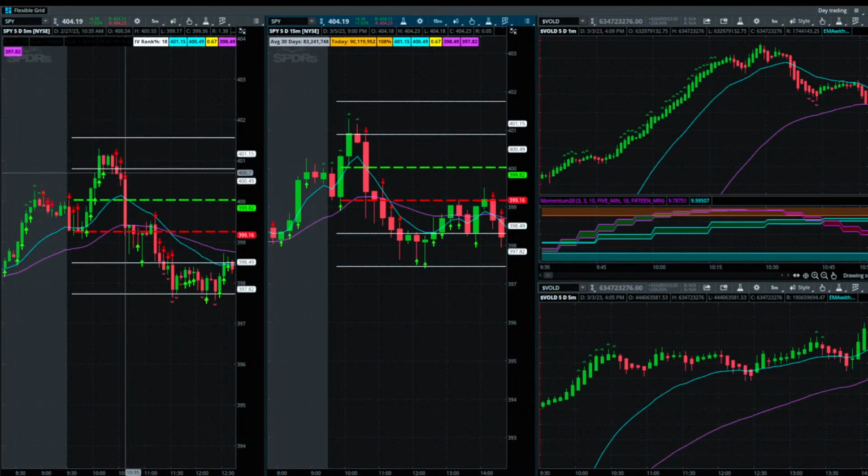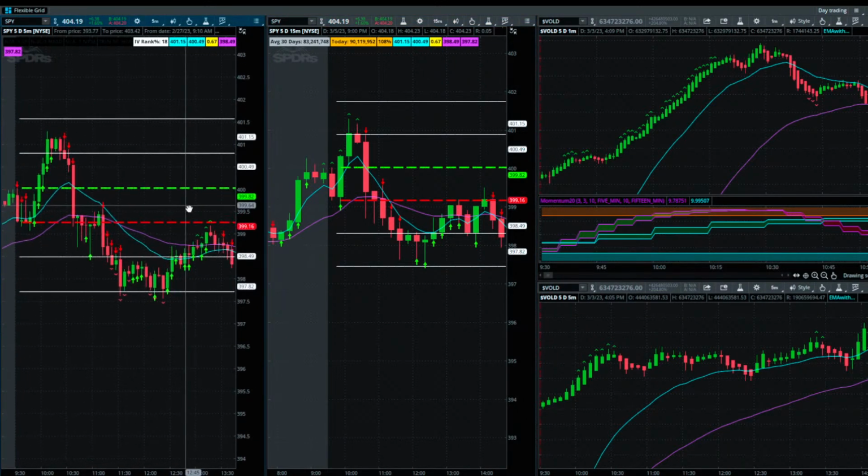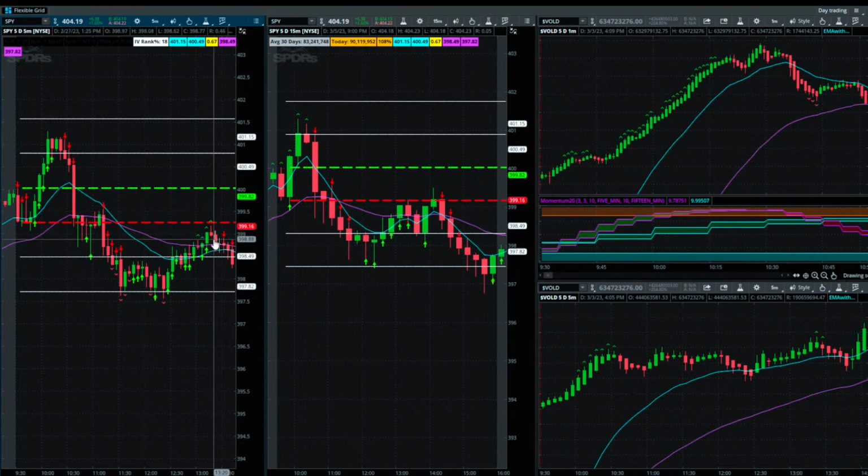So just because we close over one ATR, or even just because we close over the ORB resistance at opening, does not mean it will 100% continue in that direction. It absolutely can change. The main benefit of this strategy is that it gives you levels to watch and it gives you marks for confirmation.